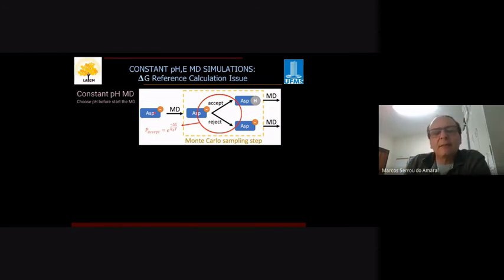What does that mean? In this picture, you have aspartic acid. Suppose it is protonated. The aspartic acid can gain one proton or keep its protonation state. So during the simulation, there is a probability of accepting the change of the protonation state.